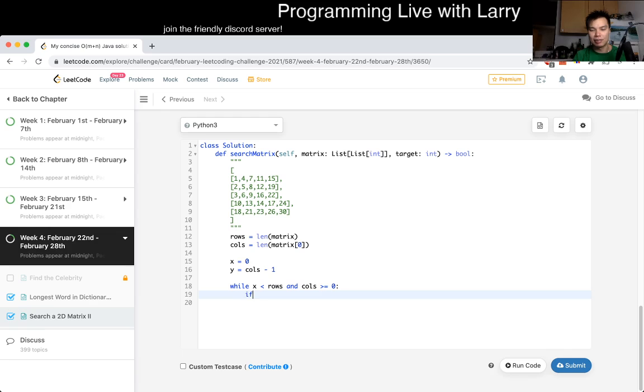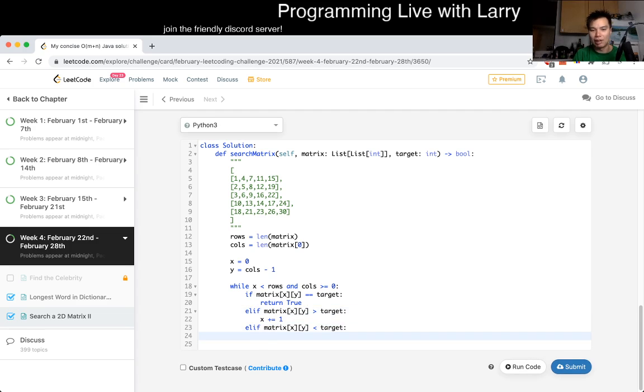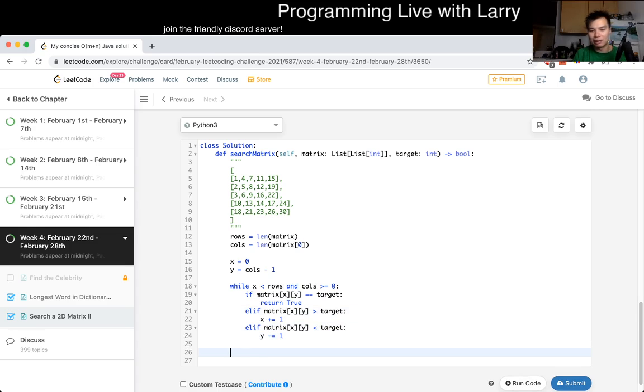If matrix of x, y, so what did we say? If this is equal to target, we just return true. So let's get that out of the way. If matrix is bigger than the target, that means that we have to move down, right? As we said, because we just eliminate everything to the left of that. And then else, if matrix of x, y is less than target, I guess we can just do an else here too, right? Obviously doesn't matter. That we subtract 1. And that's basically it. And then otherwise we return false.